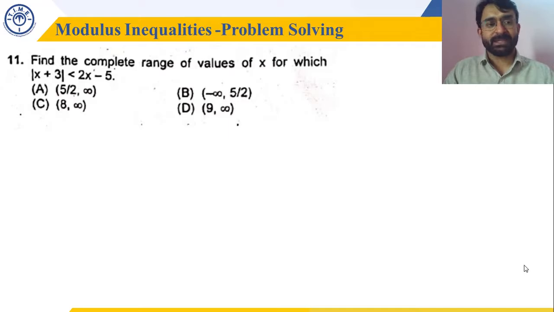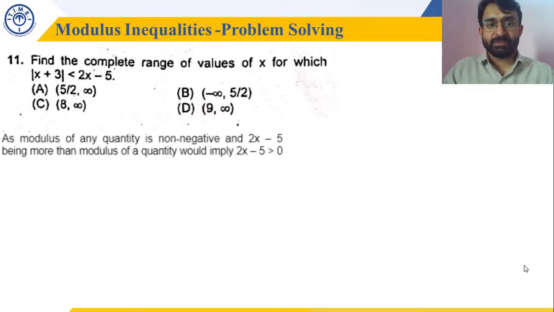Mod of x plus 3 is always a positive quantity, a magnitude. And 2x minus 5 is more than the positive quantity. What does it mean? 2x minus 5 is greater than a positive quantity. That means 2x minus 5 is greater than 0. So I can take the range directly from here rather than making two different ranges. Fine. So if 2x minus 5 is greater than 0, I can simply say x is greater than 2.5.